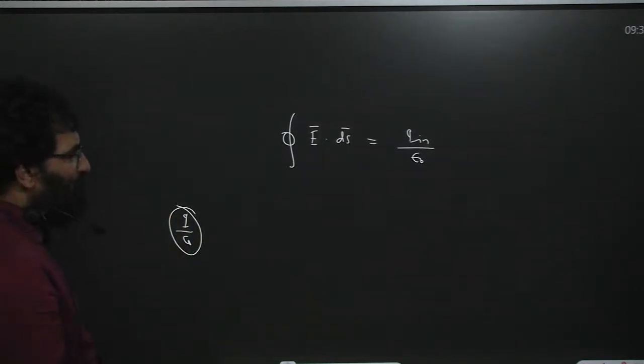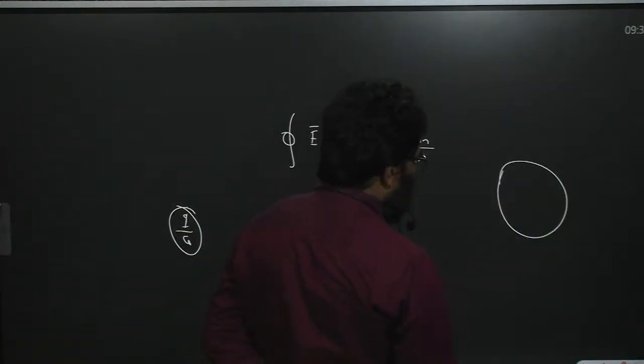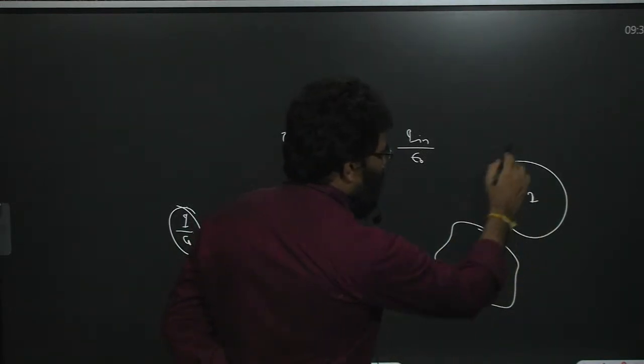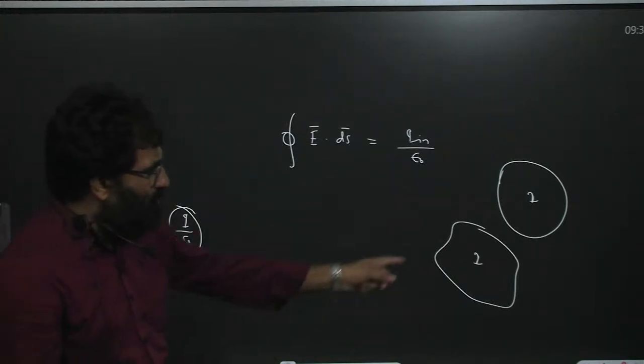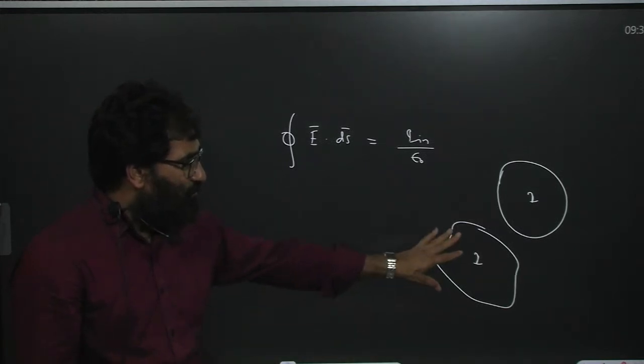Whenever we keep any charge, suppose the shape is circular, or any other shape. Suppose Q is kept inside. How many field lines are crossing over this surface? Q by epsilon naught only. Here also Q by epsilon naught. So when you are finding Gauss law, what is it?